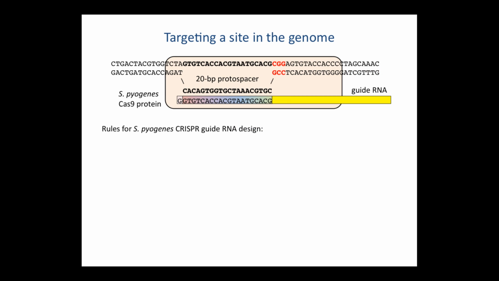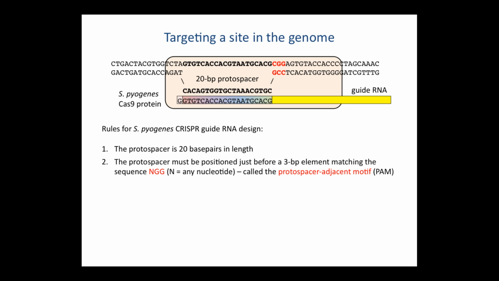Here are some rules for designing the strep pyogenes CRISPR guide RNA. First, the protospacer is 20 nucleotides in length, so one must choose a protospacer of that length in genomic DNA. Second, the protospacer must be positioned just upstream of a 3 base pair element that matches the sequence NGG, which means any nucleotide followed by 2 guanines. This element is known as the protospacer adjacent motif, or PAM. The PAM is directly recognized by Cas9, and without the PAM, no complex can form.